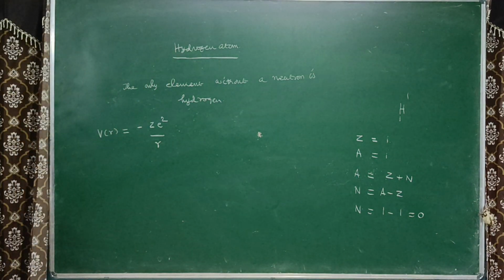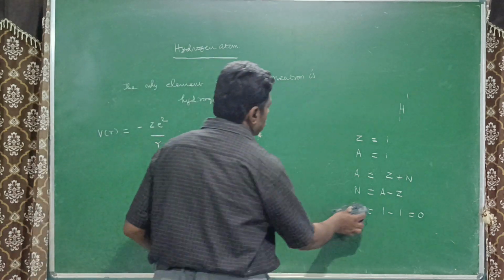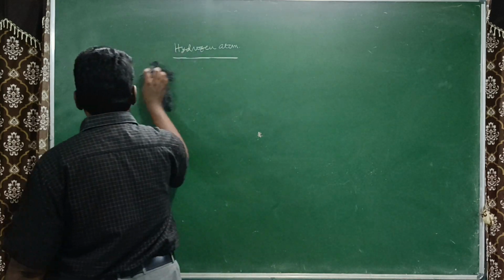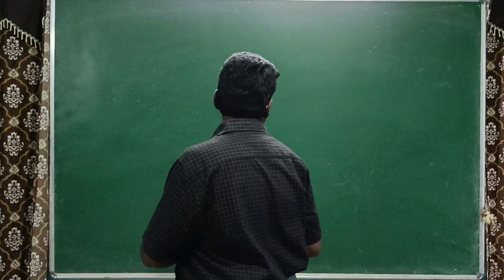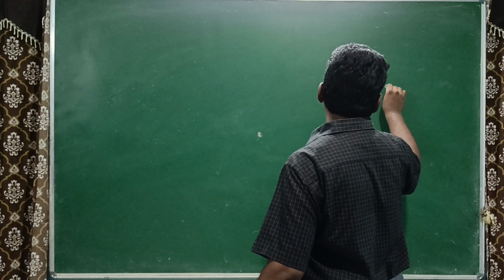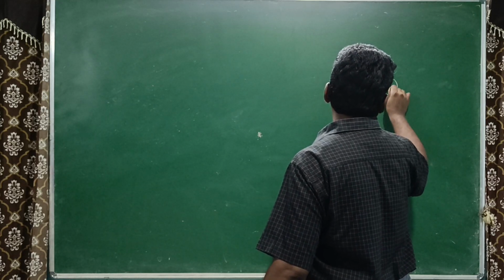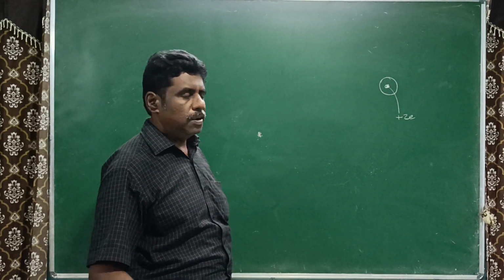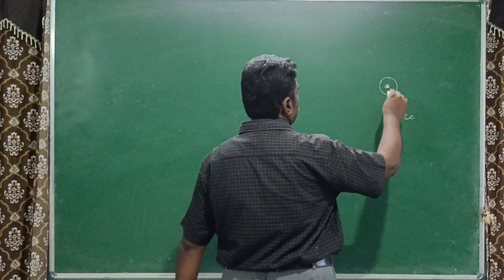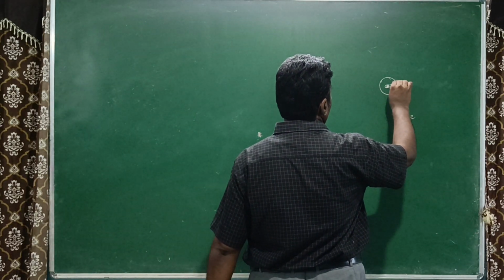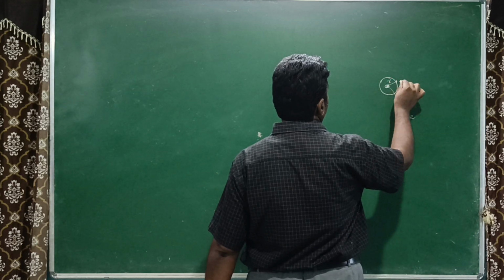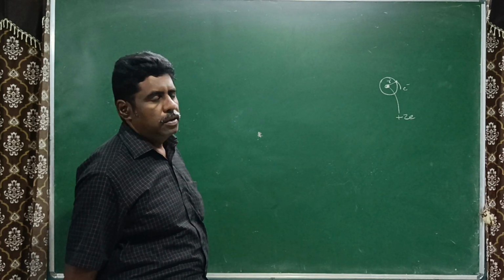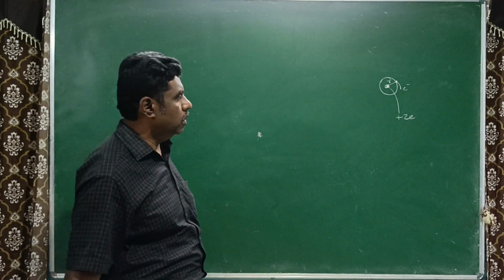Now we have to apply our Coulomb's law. Say a nucleus of charge plus Ze. This is our hydrogen atom. The charge is plus Ze, the atomic number is 1 unit. This is the charge of the nucleus. An electron is orbiting around this nucleus at a distance r. See this electron of charge minus e, which is at a distance of r.